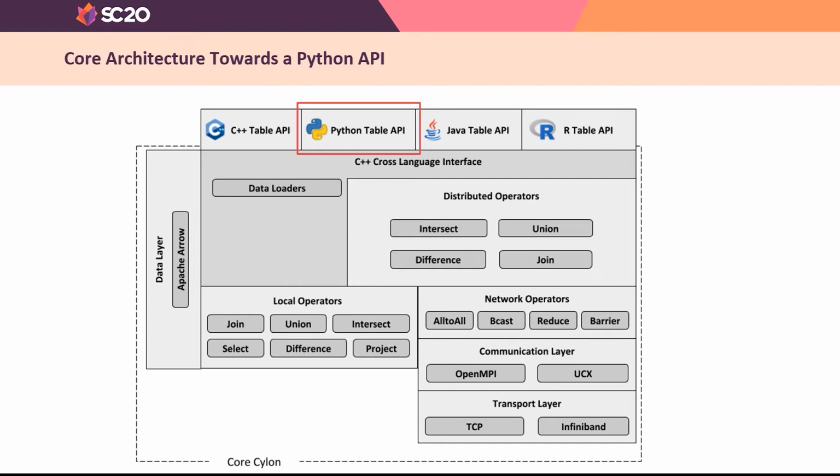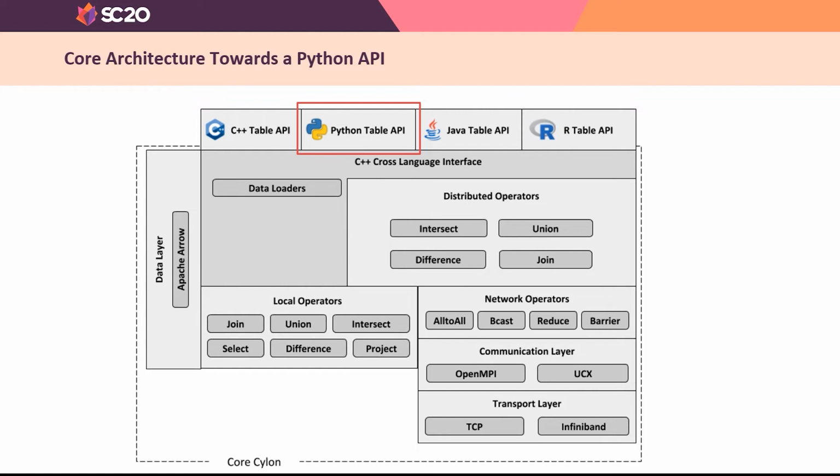The core of our compute and communication kernels is written in C++. The bottommost layer is the communication layer, currently implemented with OpenMPI, and we support both TCP and InfiniBand transports. On top of this layer, the network operators used are all-to-all, broadcast, reduce, and barrier. Since we provide support as a library, compute kernels also support single process computations. These are labeled as local operators in the diagram.